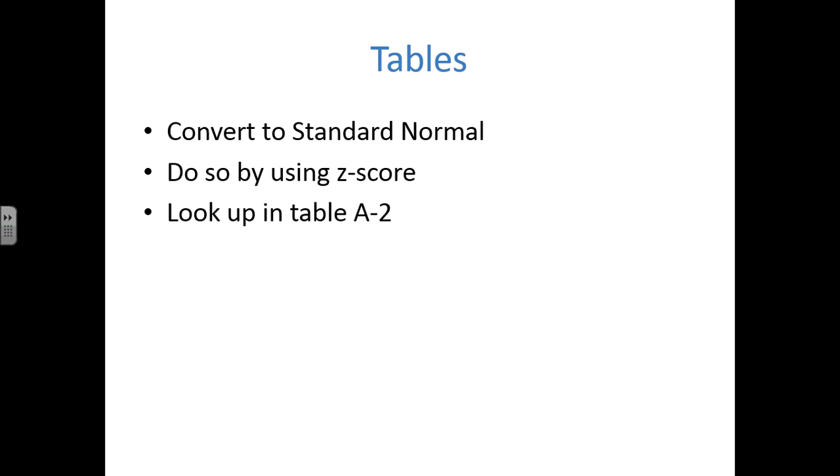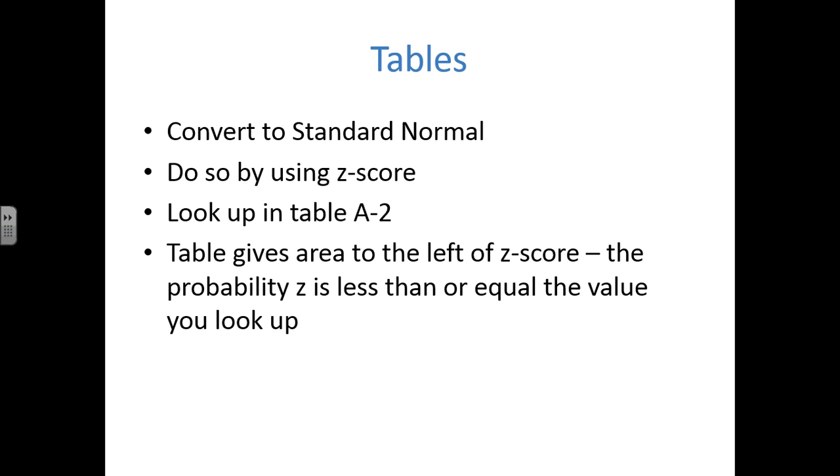Then we go to table A2 in the back of your book, and the table always gives the area to the left. This is known as cumulative area, and it's also equivalent to the probability that z is less than or equal to the value you're looking at.